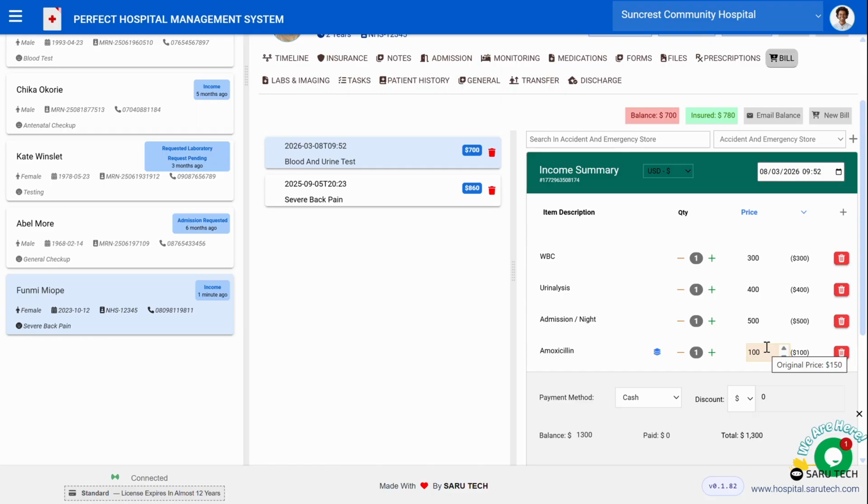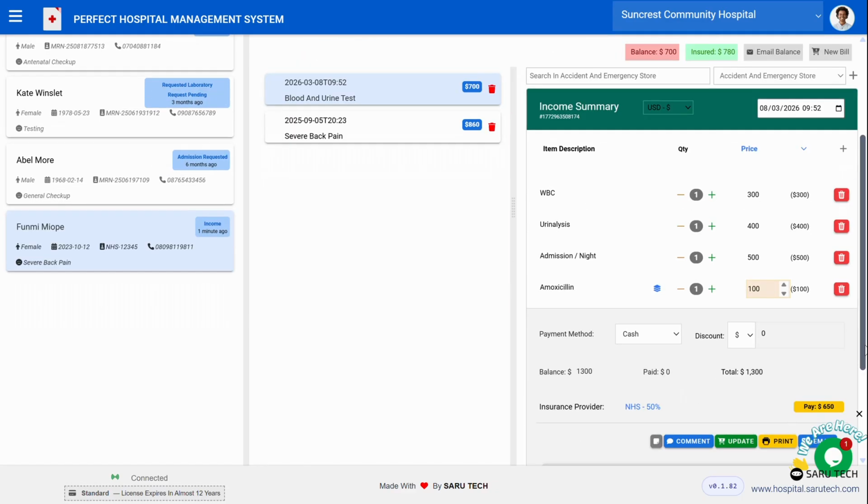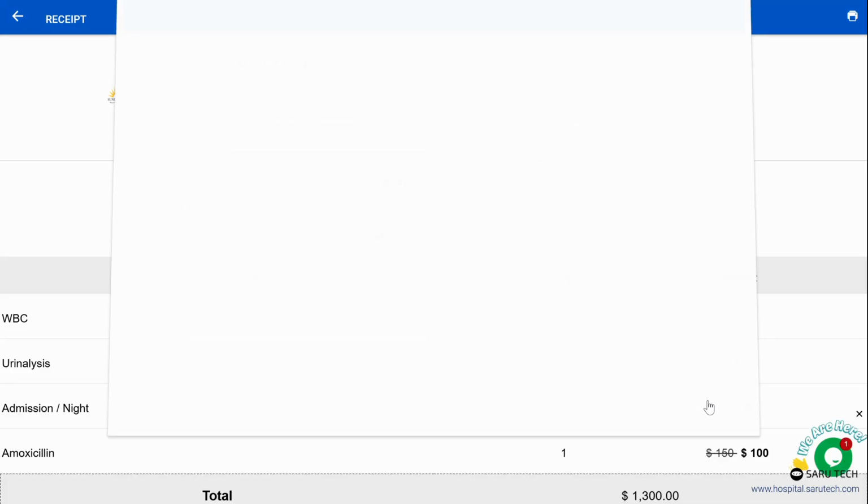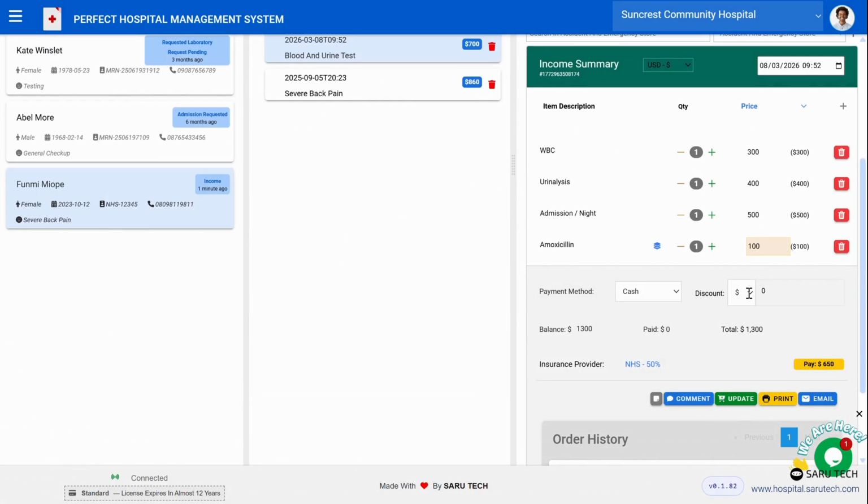When a price is manually modified, the background of that item will turn light orange, indicating that the price has been overridden. Hovering over the item will display the original price from the service catalog or inventory batch. On the printed invoice, the original price will appear crossed out, with the new discounted price shown beside it. You can also apply a fixed discount amount or a percentage discount to the entire invoice.